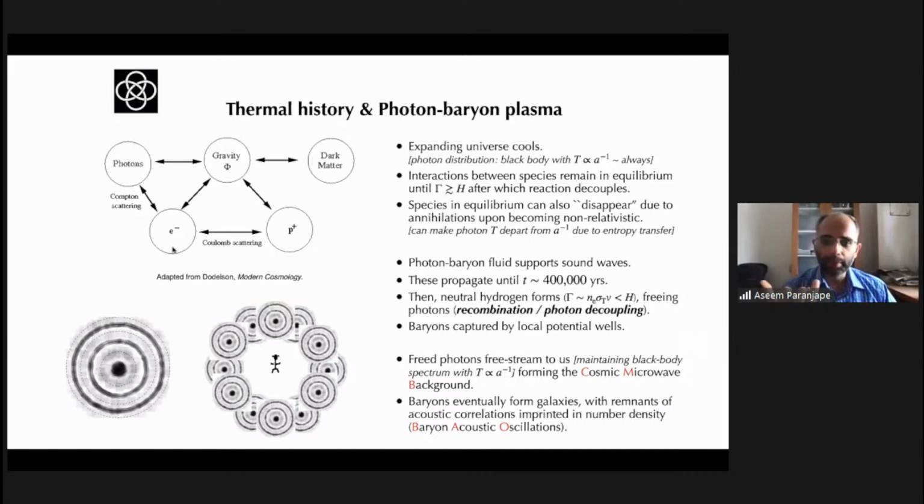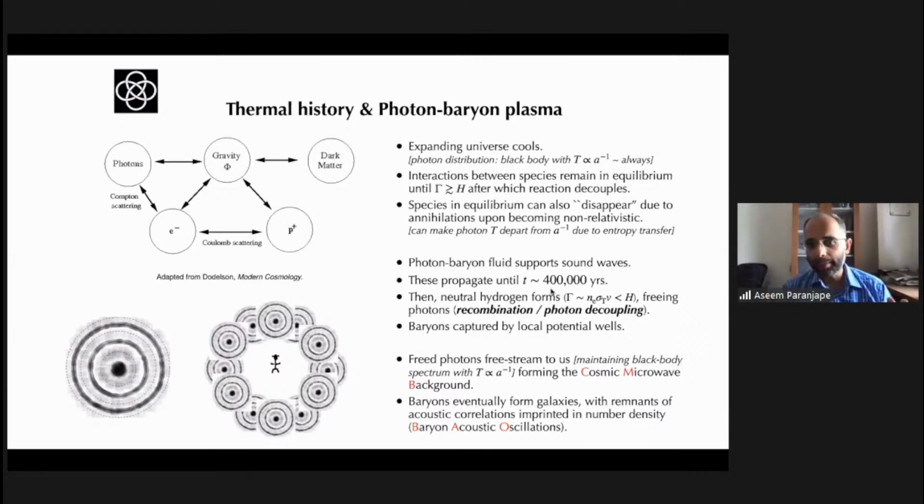This is what comprises the cosmic microwave background. The cosmic microwave background is the collection of the subset of these photons which happen to come to us. There are many other photons which have gone in all possible directions. We have seen only the ones that have come to us. So this is the CMB.